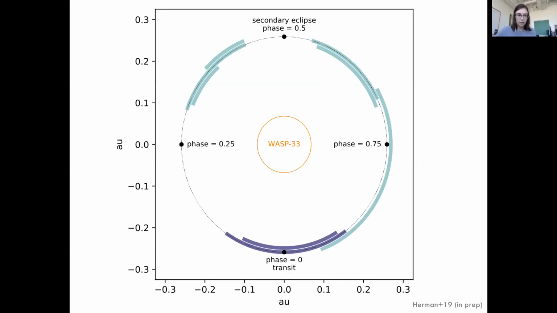So to apply this method to our WASP-33b data, we observed the planet on 8 different occasions. We observed 2 transits, which you can see here. This is like looking down on the system. So we observed 2 transits.